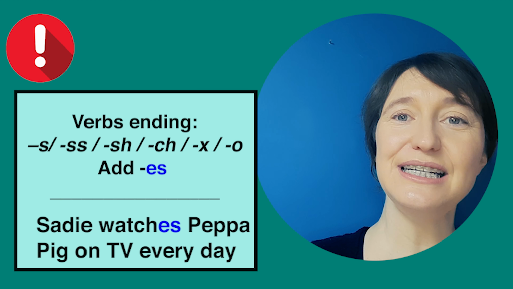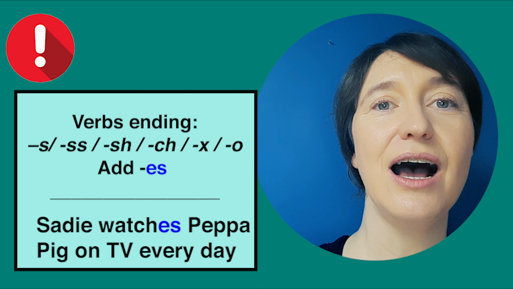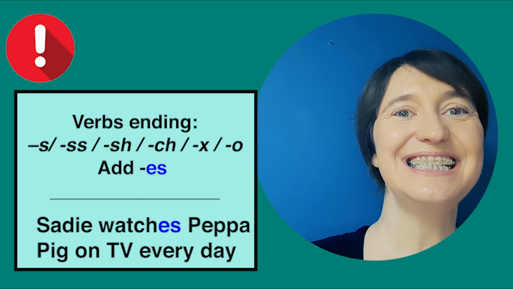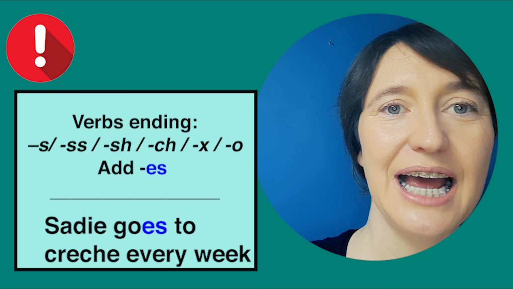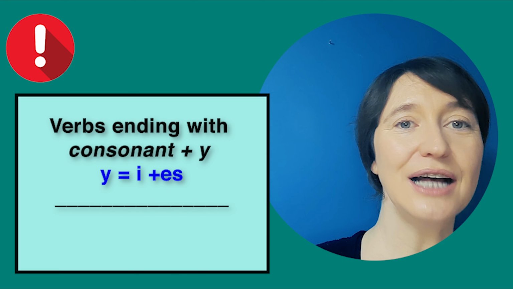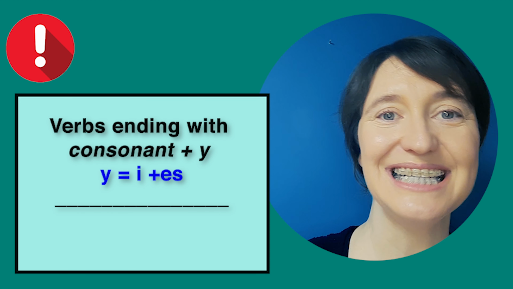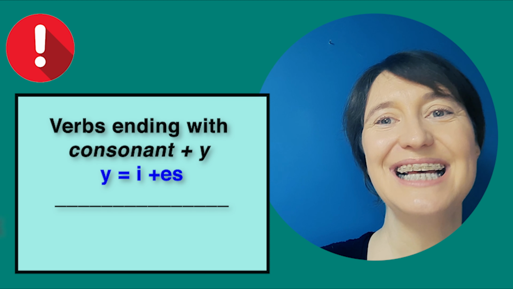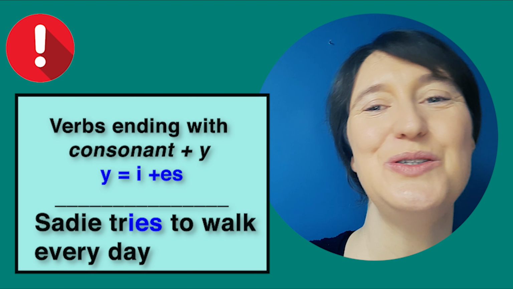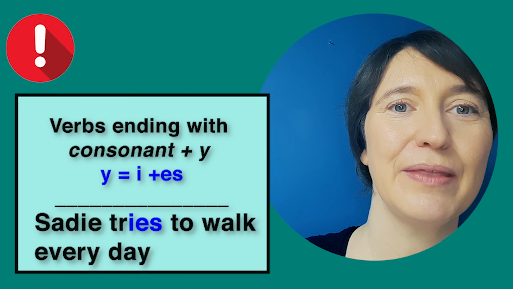Example, Sadie watches Peppa Pig on TV every day. Sadie goes to creche every week. If the verb ends in a consonant and y, we change the y to i and add es. Example, Sadie tries to walk every day.